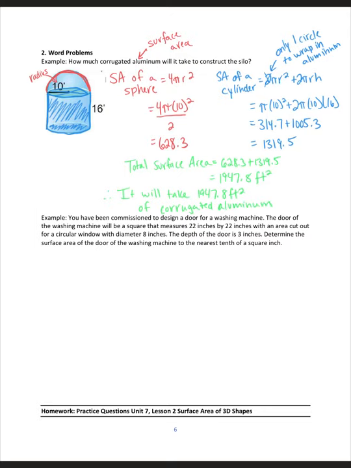Okay, let's look at one more example. So you've been commissioned to design a door for a washing machine. The door of the washing machine will be a square that measures 22 inches by 22 inches with an area cut out for a circular window with diameter 8 inches. The depth of the door is 3 inches. Determine the surface area of the door of the washing machine to the nearest tenth of a square inch.